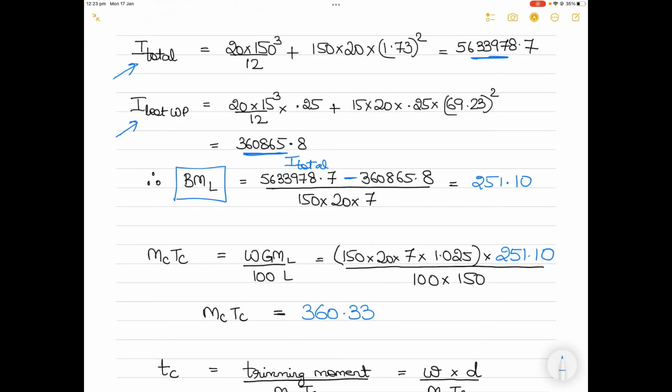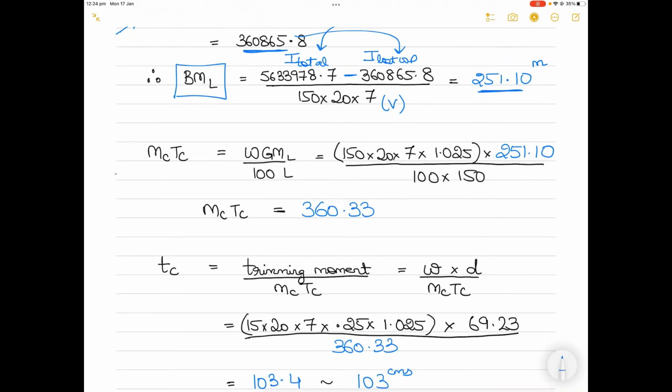So longitudinal BM is I total minus I of the lost waterplane. You'll just put these values here, the ones that you have individually found out, and then divide by the original underwater volume. So length of the vessel by breadth of the vessel by draft, and you will get the longitudinal BM value, 251.10 meters.